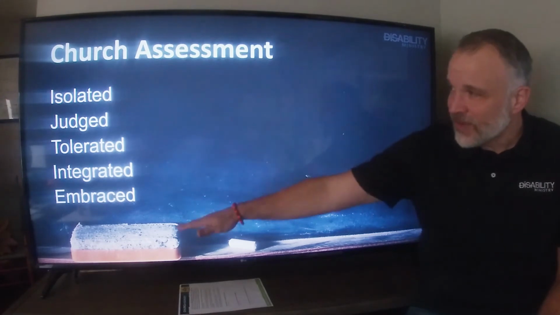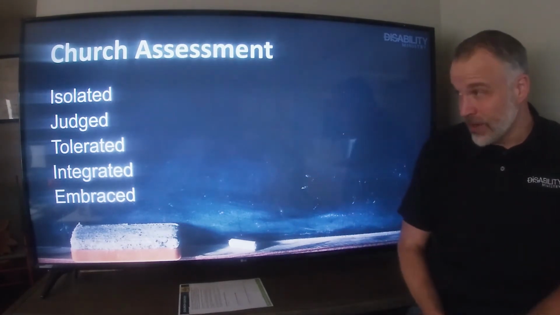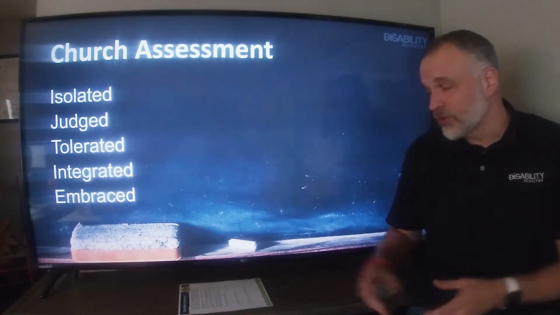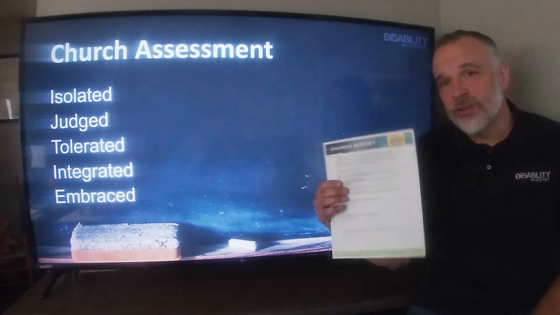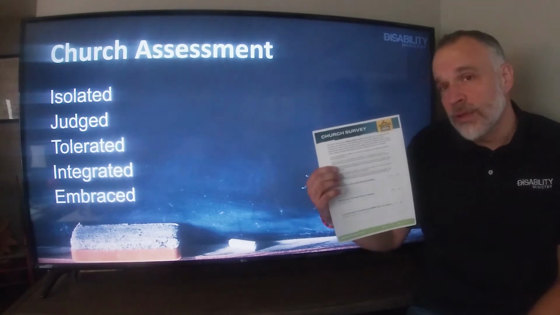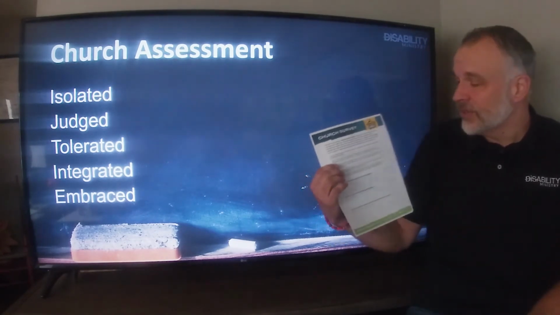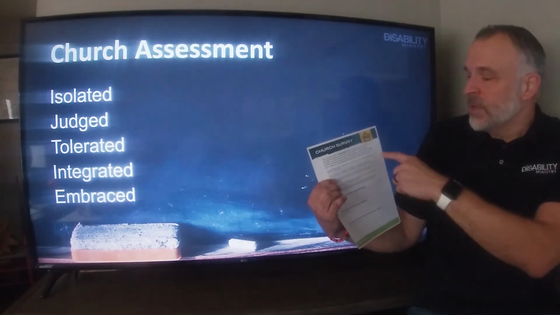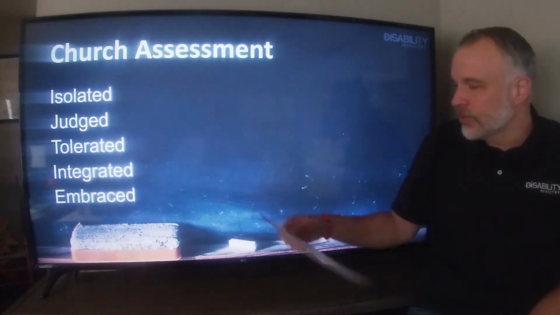So this is a 5-step process that we've created. The first part of our church survey is having your congregation understand that and check off where they think your church is at, because it'll give you a good understanding of maybe where you need to be more intentional in moving.